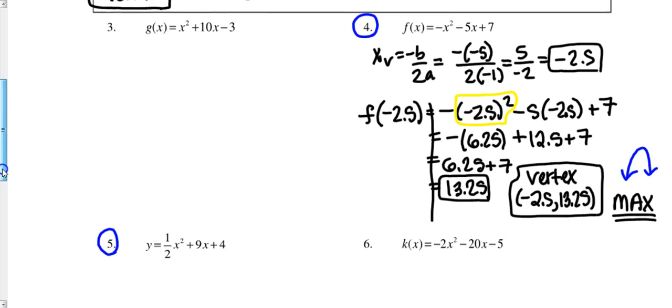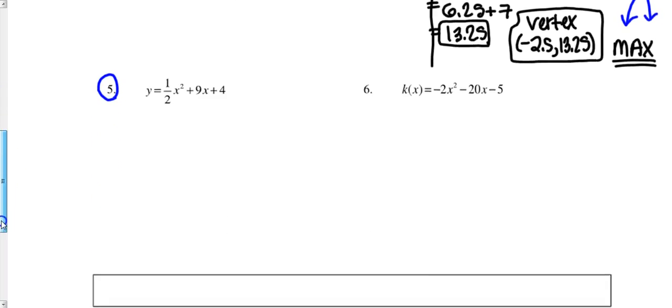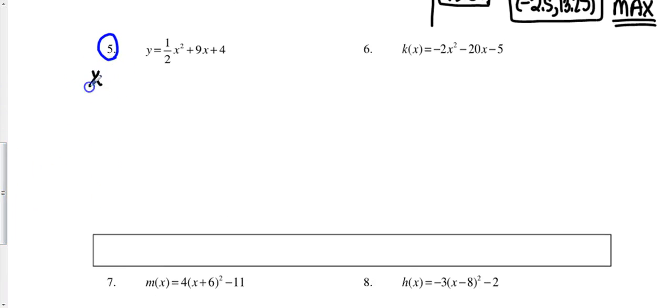Taking a look at number 5, the process repeats. X value of the vertex equals negative b divided by 2a. So that will be negative what up top? Well, looking here, 9 is b, so negative 9. Notice I didn't have to use parentheses because I'm plugging in a positive 9 here. And then in the denominator we have 2 times a. What's a? A here is 1/2, so I can plug that in.